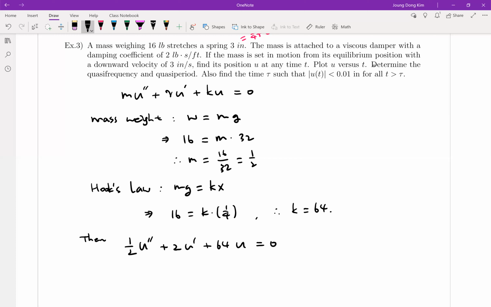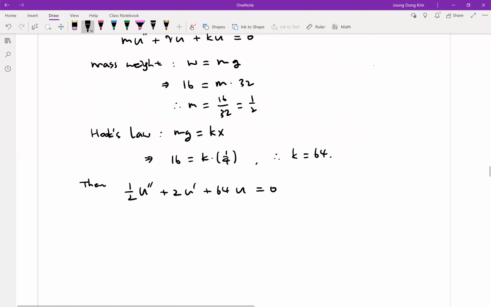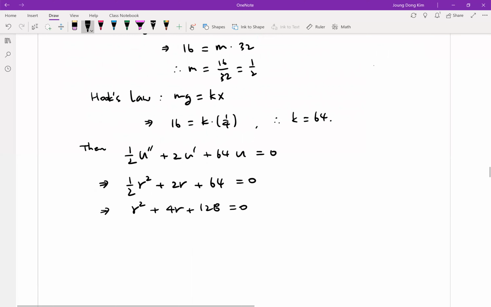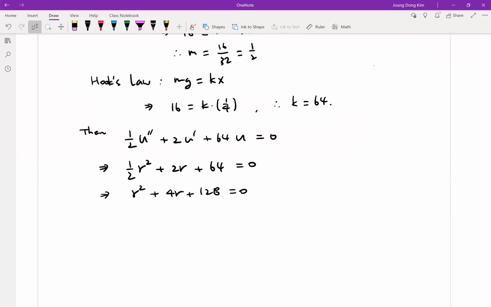As you can see, it is a homogeneous second order linear differential equation with constant coefficients, right? And now we're ready. Now we can use the characteristic equation, which is 1/2 r squared plus 2r plus 64 equal to 0, okay? Let me multiply 2 on both sides. Then this will be r squared plus 4r plus 128 equals 0, which is a quadratic equation, okay? And let me use the quadratic formula to find r.